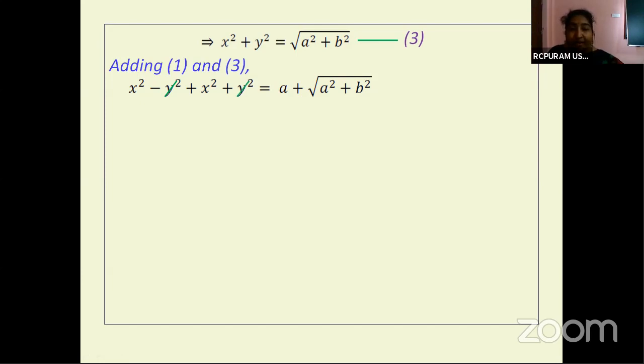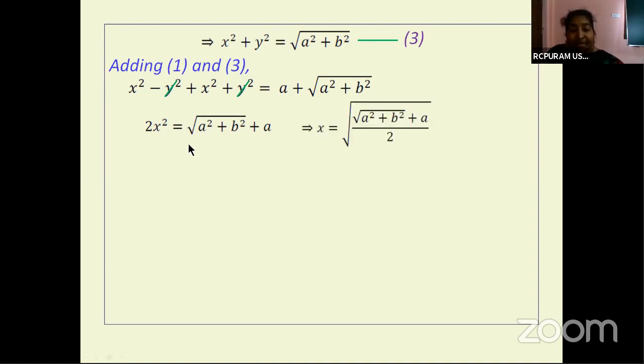2x square. x square plus x square is 2x square, right? Is equal to root of a square plus b square plus a. We'll take 2 to the other side. Then it gives you x square is equal to root of a square plus b square plus a divided by 2. But we want only x, so we'll take the square root of it. So x is equal to root again in the numerator here, root of a square plus b square plus a by 2.